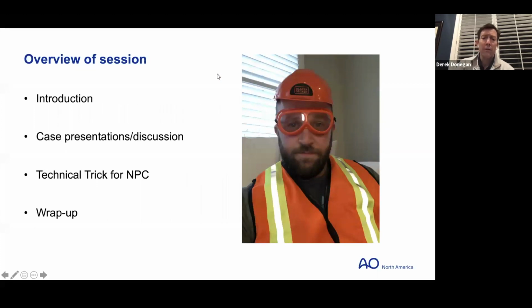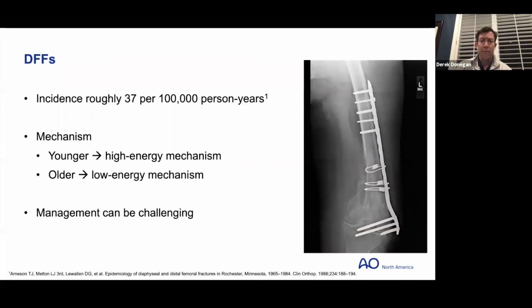So the session is going to look something like this. Matt put his hard hat on for this, and we're just going to go over a brief intro of the problems. We're going to mostly focus on cases. I think we have a nice group of cases here to discuss some of the points. A little technical trick at the end, and then we'll wrap up. So without further ado, we'll jump into it.